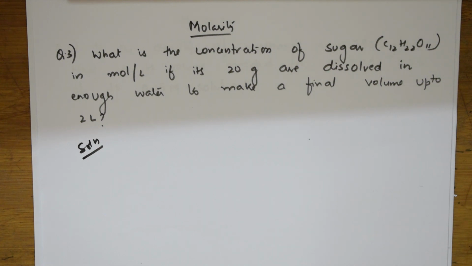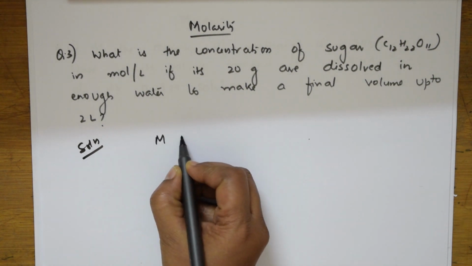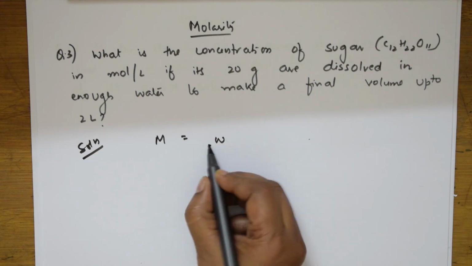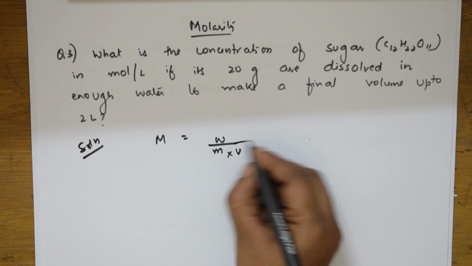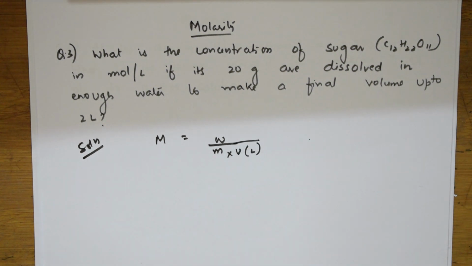The concentration we are speaking of is in terms of molarity here, isn't it? Yes. So I need to find the concentration of this particular thing. It's a direct question, rather. When I have to find the molarity, first of all, let us write the formula. Molarity is equal to weight by molecular weight into volume in liters. This is the formula, isn't it?